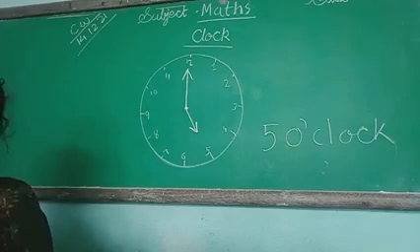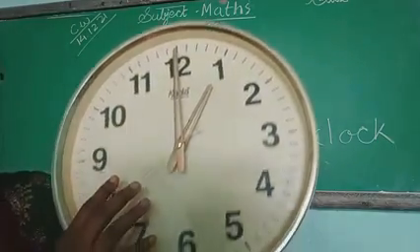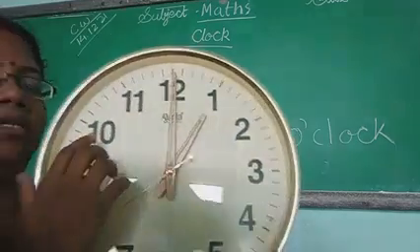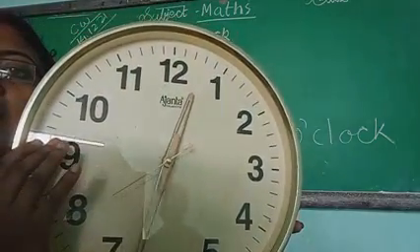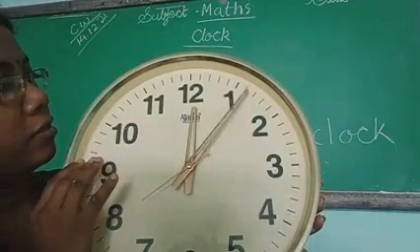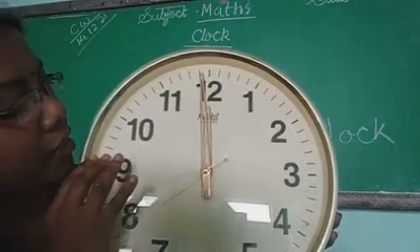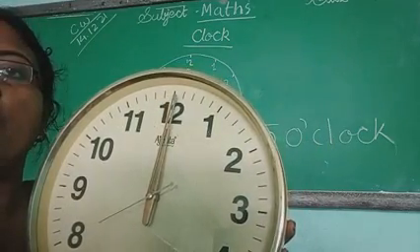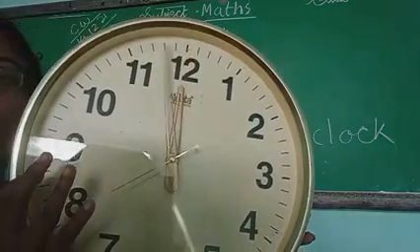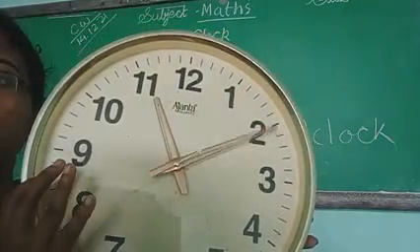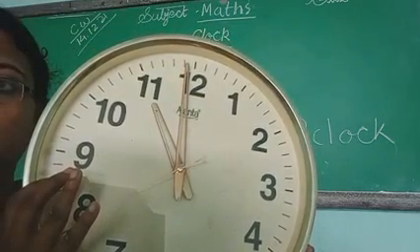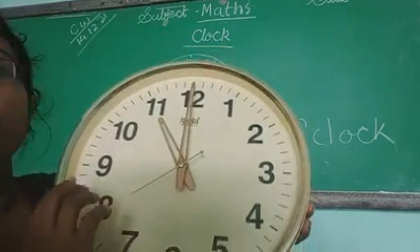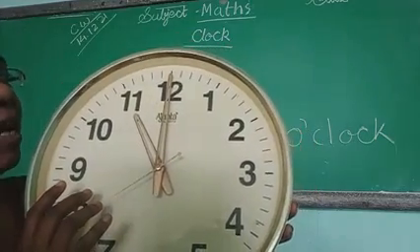Okay. So, one more time. See, this is the minute hand, this is the hour hand. See, now the time is when the hour hand and minute hand are both at 12. It is what? 12 o'clock. See, now the hour hand is at 11 and the minute hand is at 12. The time is 11 o'clock. What is the time? 11 o'clock.